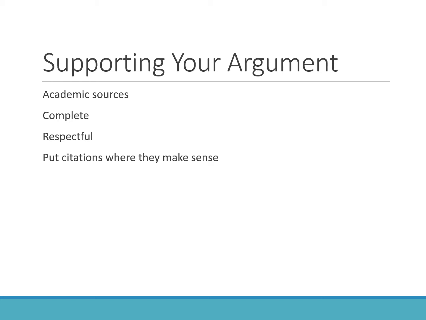Okay, so the reason that we want to synthesize our sources and make sure that we're citing them appropriately is that we want to make sure that we are using other people's ideas to support our arguments. So when you're supporting your argument, you want to make sure that you are using academic sources, especially if you're writing an academic article. If you're not citing a lot of academic sources, your readers are going to be skeptical. You want to make sure that you are citing things completely.